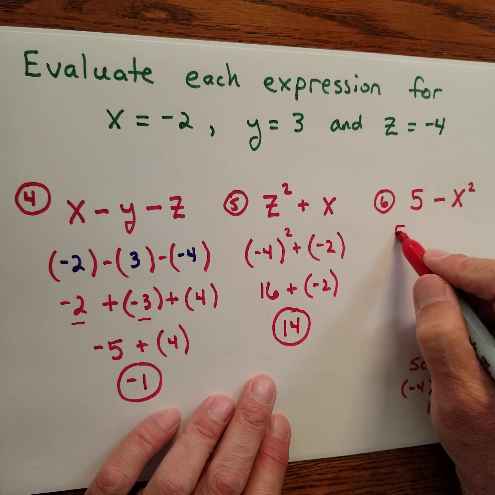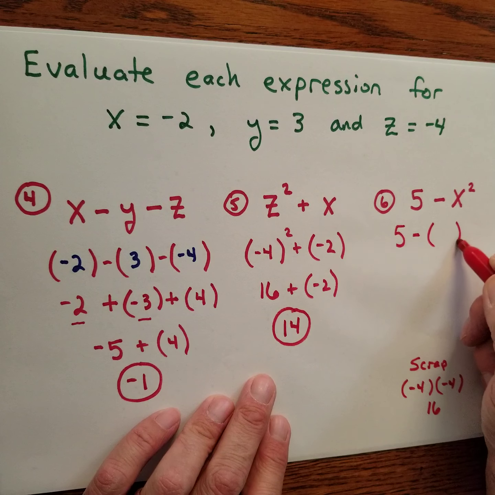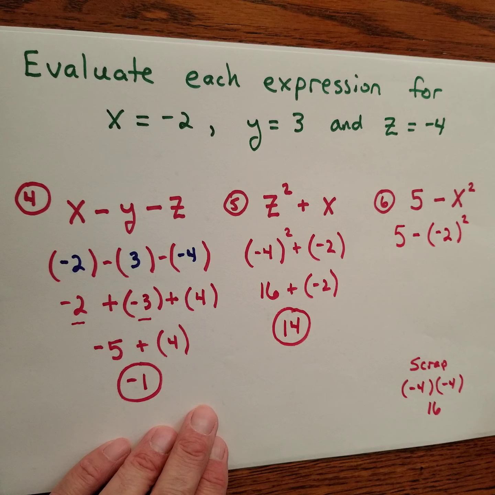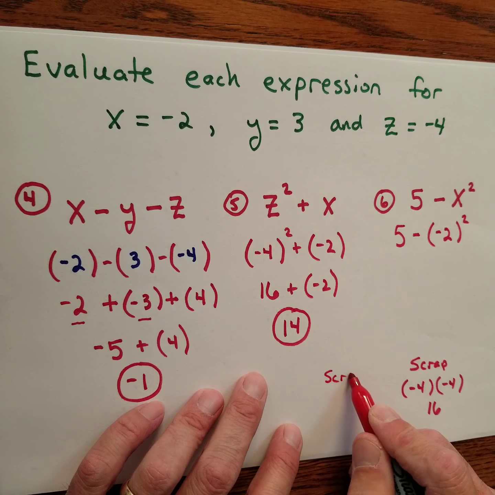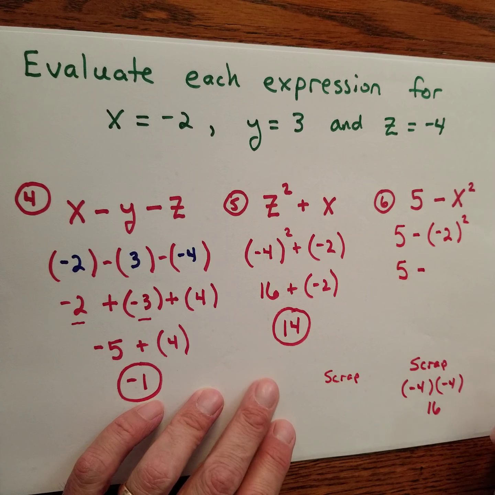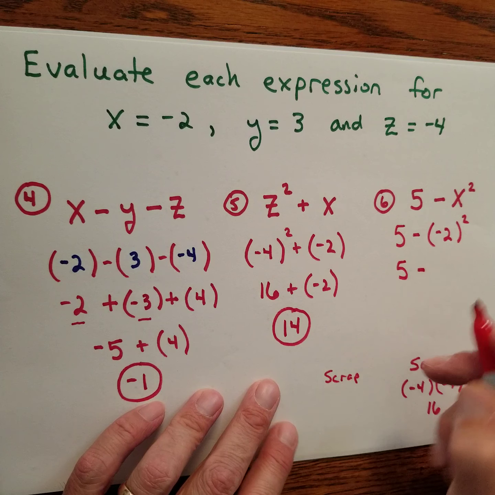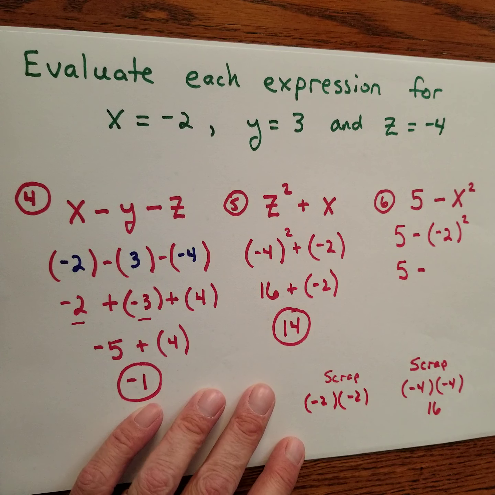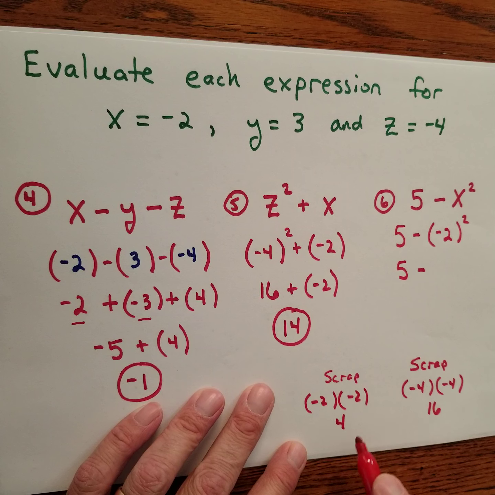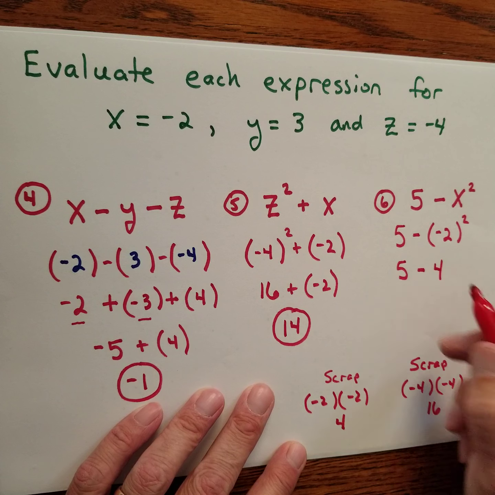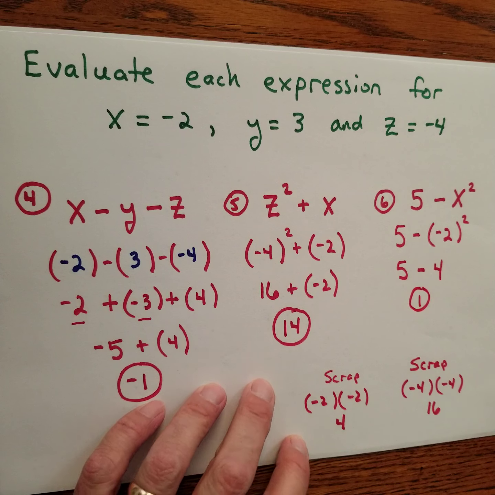Number 6 is tricky. Let me use parentheses where that x is. And then I'll plug -2 in for the x. Again, let's use a little scrap paper down here on the bottom. I'm going to copy the 5 minus, and I'll take care of -2 squared. -2 squared, since the -2 is in parentheses, that is -2 times -2. +4. But now this +4 is next to this minus, and 5 minus 4, that's 1.